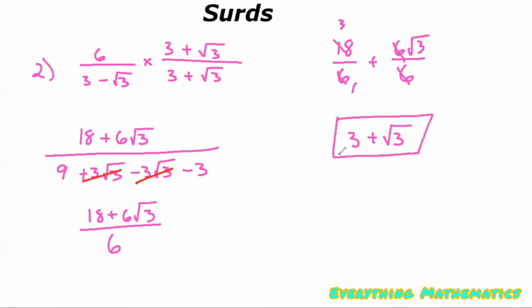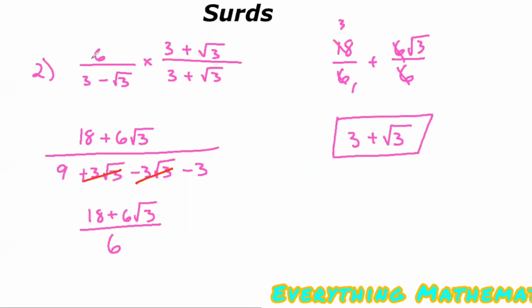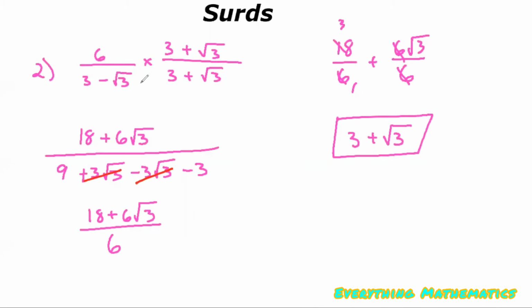So this is our final answer here, 3 root 3. So when we rationalize 6 over 3 minus root 3, we will actually get a result of 3 plus root 3. Easy does it. Let's do another example. So that was example 1 for today. Let's do example 2. And of course, this is where it starts to get a little more interesting.